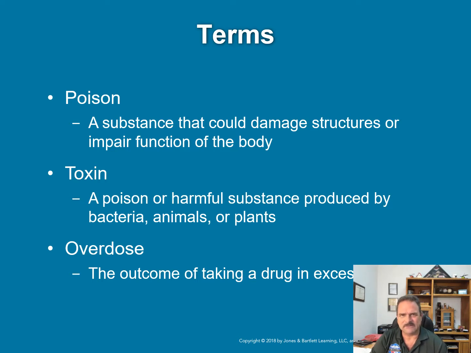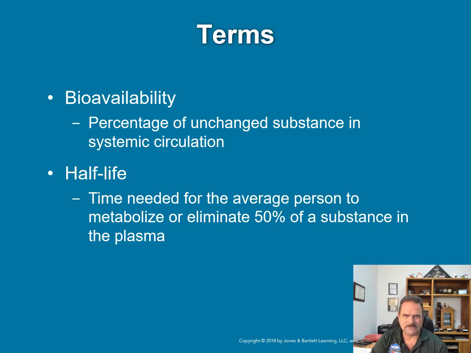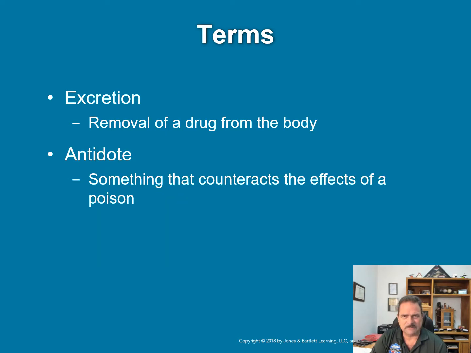Licit means legal. Illicit means illegal. Obviously, an overdose is the outcome of taking drugs in excess. Bioavailability is the percentage of unchanged substance that is present in systemic circulation. The half-life is the amount of time that's needed for an average person to metabolize or eliminate at least 50% of the substance in the plasma. Excretion is the removal of a drug from the body. An antidote is something that counteracts the effects of a poison.